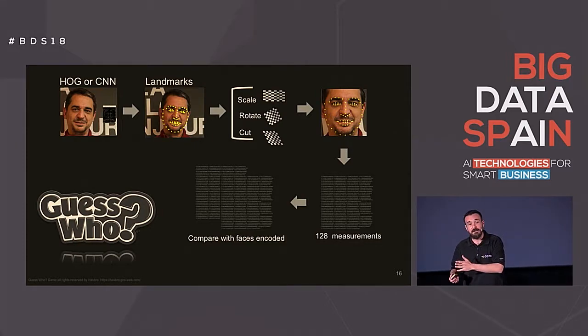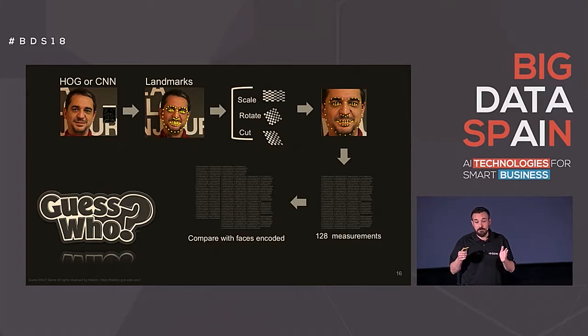Before César starts explaining in detail how we can detect the faces and compare them with the faces that you have in your database, I want to explain it to you in six simple steps, okay? First, you need to know where the face is. Using HOG or CNN, you can get where the face is in the image, okay? Then you can get the shape. You can get all the information from the face, in this case by calculating the landmarks. And then you can scale, rotate or cut the face, because you need to put it in the same position as all the other faces that you have in your database.